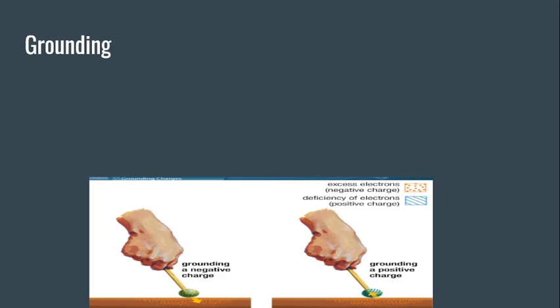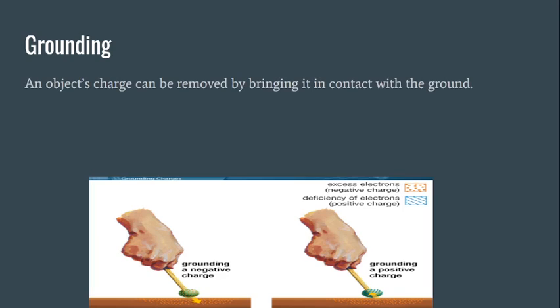Now from here we go on to this idea of grounding. Now when you get grounded, you get sent to your room because you did something silly. When electricity gets grounded, it's a whole different scenario. Right here, an object's charge can be removed by bringing it in contact with the ground.